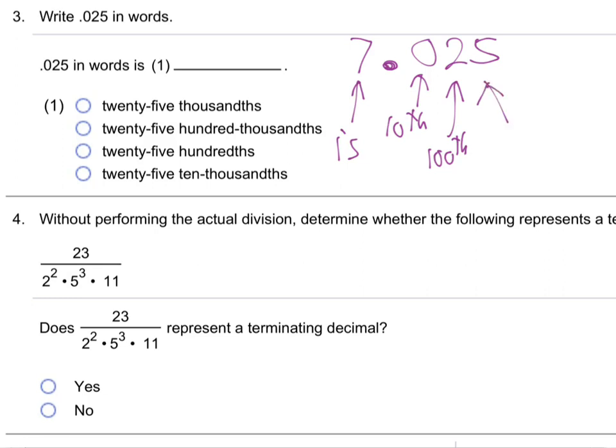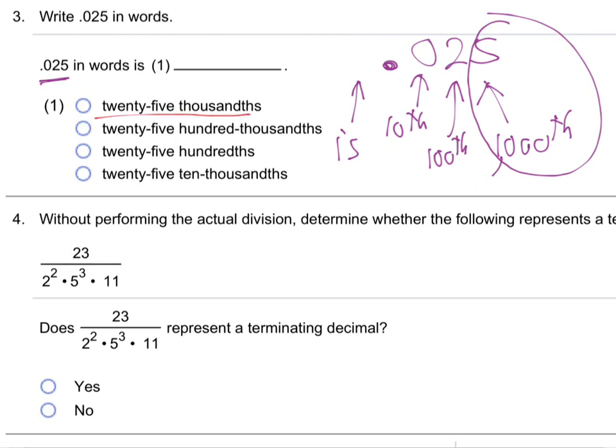And then the 5 is in the thousandths place. So therefore, you name this decimal by the name of the last place. So it's 25, the very first one. 25 thousandths. That's how we name a decimal.